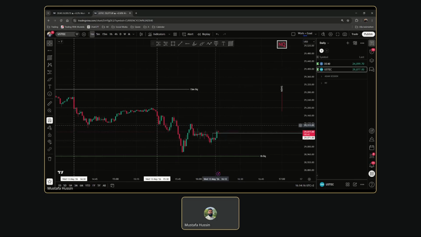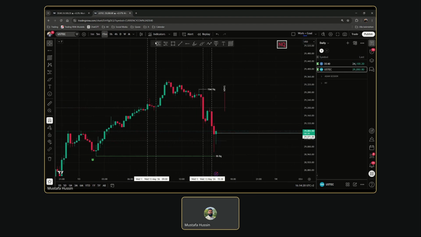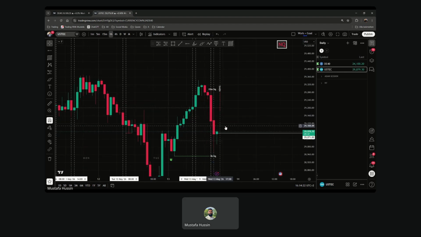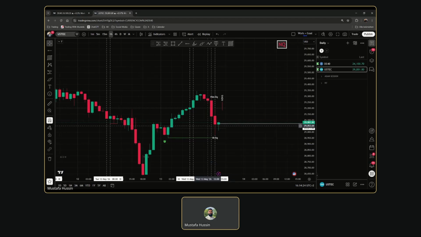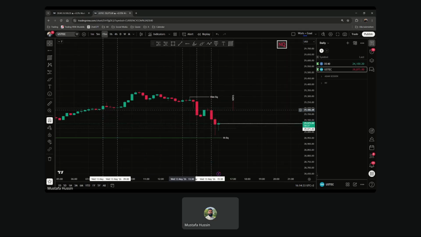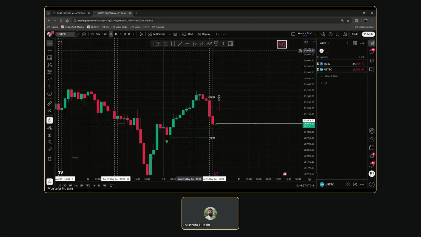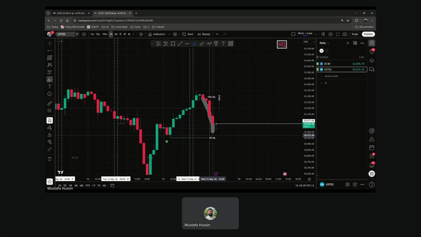Now, this might be a good setup, but what I'm thinking about is that there is no liquidity sweep. So we had a 1 hour liquidity resting right here. Now, with this low that happened, basically there was no liquidity left.